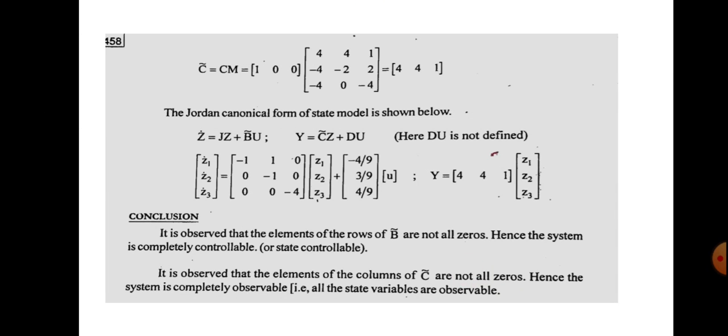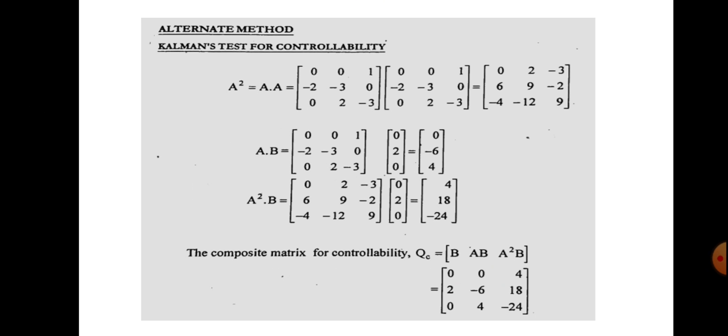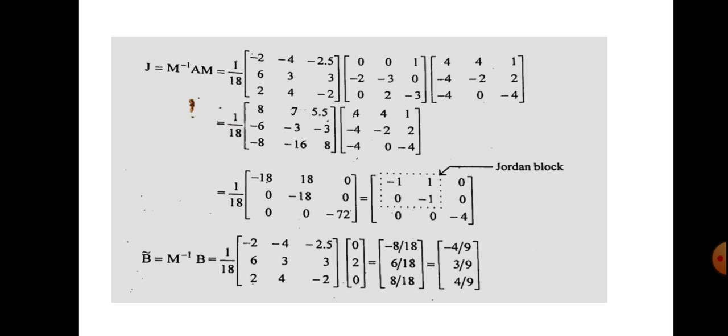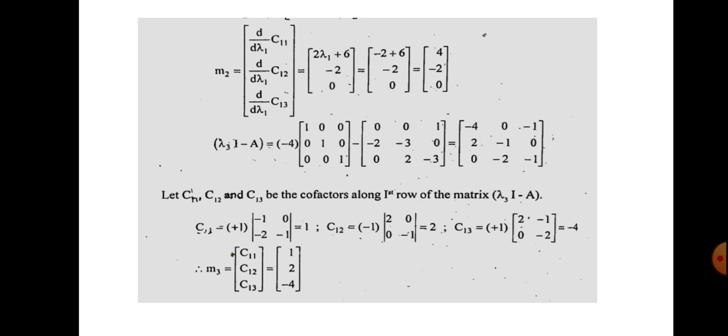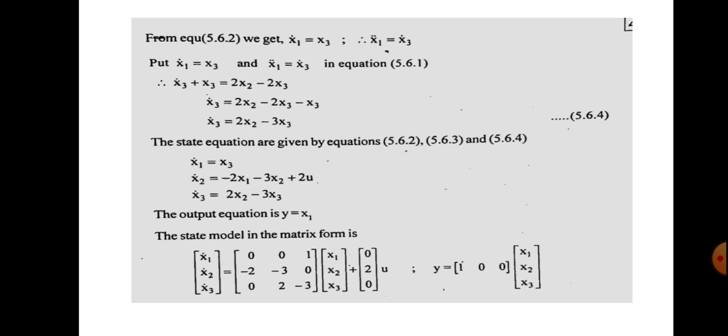Next we can apply Kalman's test also. Let us see. Kalman's test condition, you know that first of all, we have to form a composite matrix, that is QC is equal to B, AB, A square B. Like that it will be continuing, but here the state variables are 3, so you need 3 terms alone. So B you want, and you also need the AB product. What is B? B is obtained from the state model, that is X dot equals AX plus BU. What is B? B is this 0 2 0.